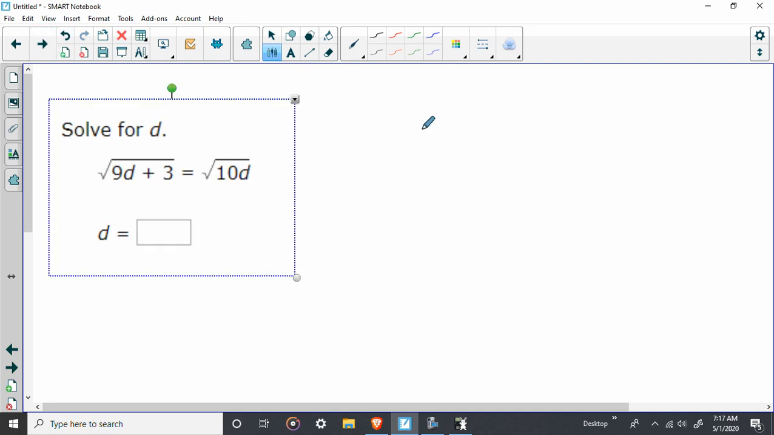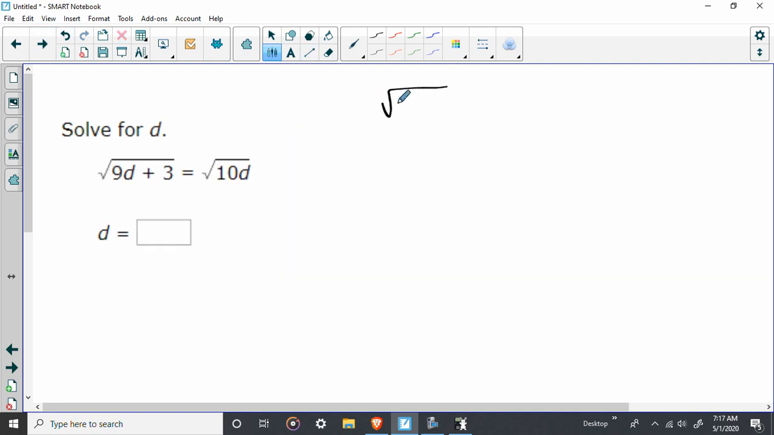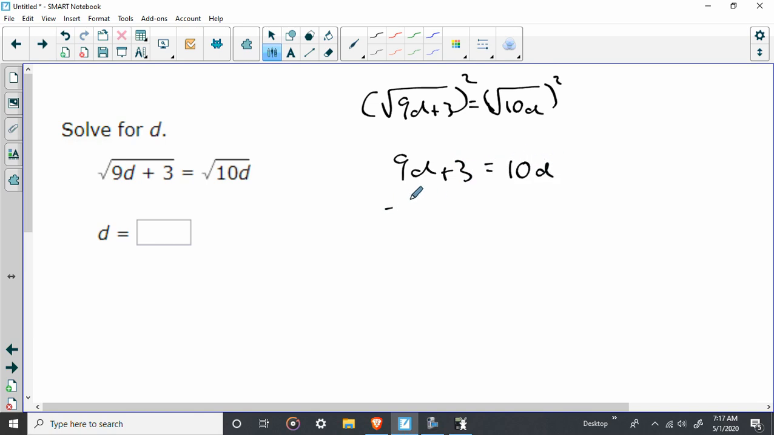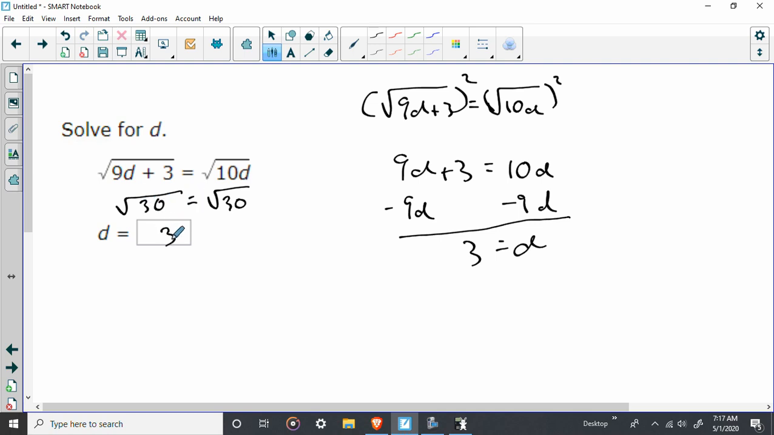Okay, again here, once you see that, you could just kind of drop these square roots. So let's go ahead and let's show why. Again, we're going to square this side, and we're going to square this side. We're going to say that 9d plus 3 is equal to 10d. We're going to subtract 9d from both sides. We'll find out that d is equal to 3. Again, if you want to plug it in, 10 times 3 is 30. 9 times 3 is 27. 27 plus 3 more, also 30. Okay, so d is equal to 3.